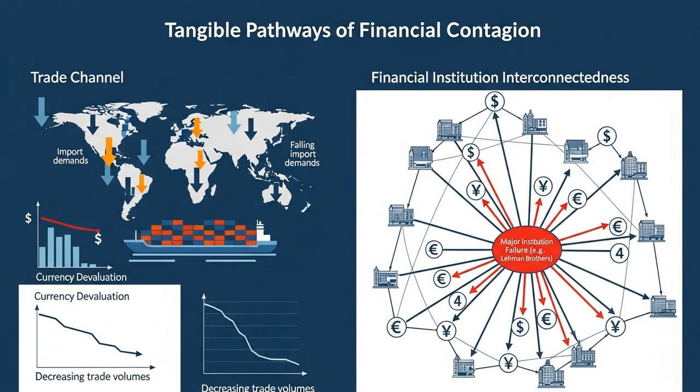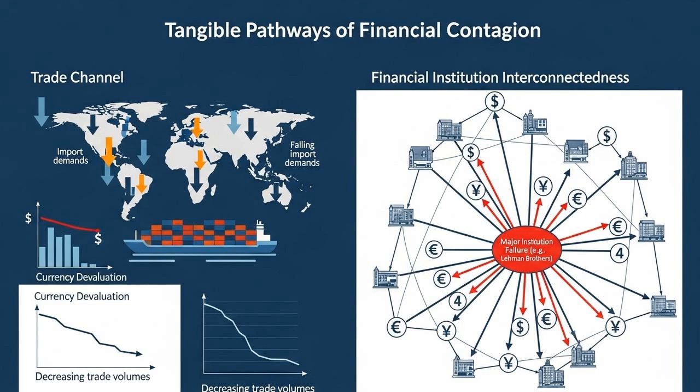The second major tangible link is the interconnectedness of financial institutions. In today's global banking system, large, systemically important banks have vast cross-border exposures. If a major bank in one country fails, its creditors, which include banks in other countries, will suffer losses. This can trigger a cascade of defaults. The collapse of Lehman Brothers in 2008 is the textbook example. The failure of this single investment bank sent shockwaves throughout the entire global financial system, as institutions everywhere realized they were exposed to Lehman's failure, either directly or indirectly.